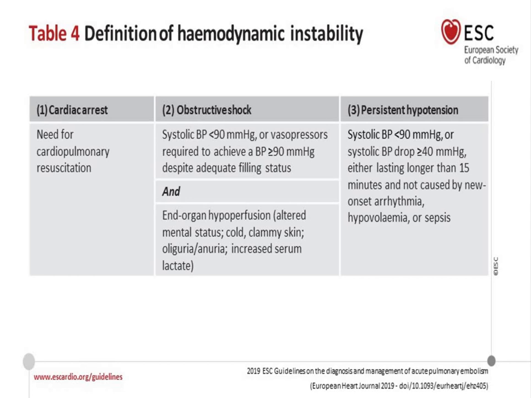And the third type of patients: with persistent hypotension, systolic blood pressure less than 90 mmHg or systolic blood pressure drop more than 40 mmHg, either lasting longer than 15 minutes and not caused by a new onset arrhythmia, hypovolemia, or sepsis.